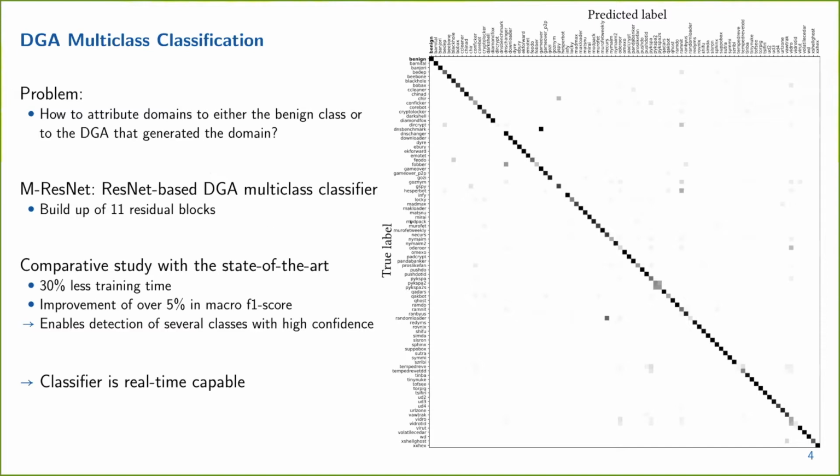And here on the right side, you can see a confusion matrix, which is used to visualize the performance of the classifier. So at the top left corner, you can see the benign class, which is separated very well from the other classes. And on the y-axis, you can see the true label of a sample, and on the x-axis, you can see the predicted label of a sample. So a perfect classifier would actually yield an identity matrix. And what you can see is that the classifier is working remarkably well, as most DGAs are detected with high confidence, but there are still some outliers.